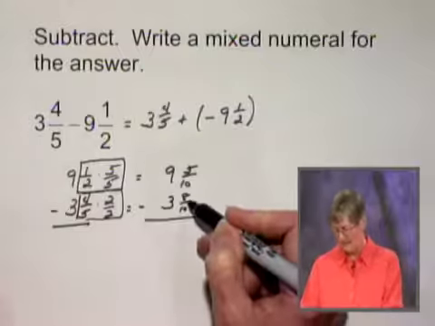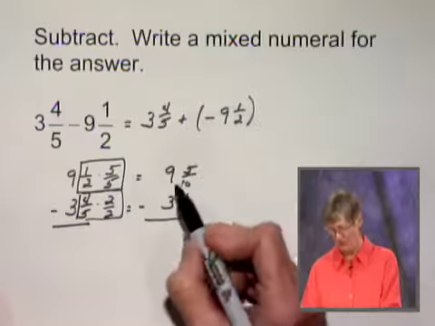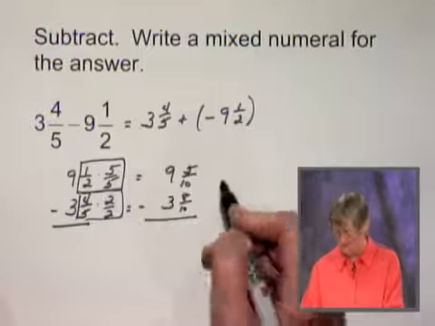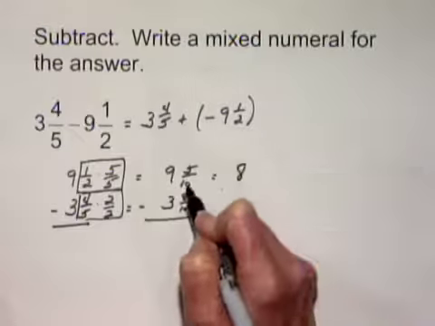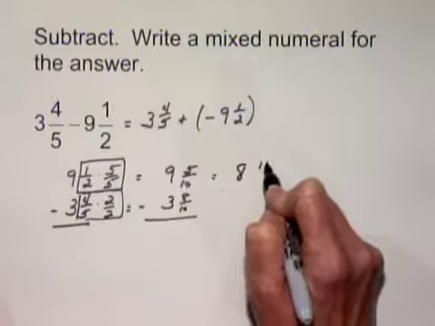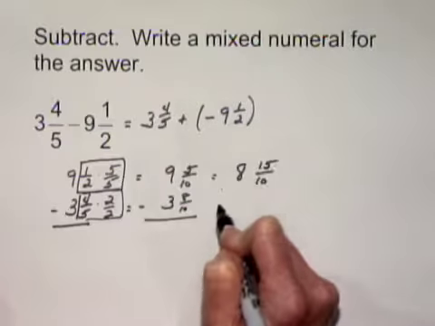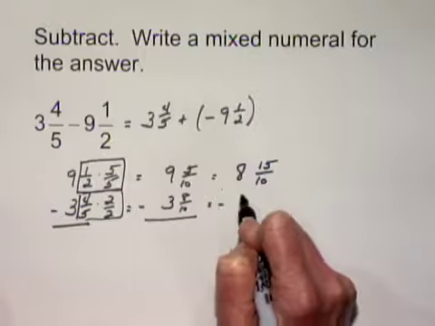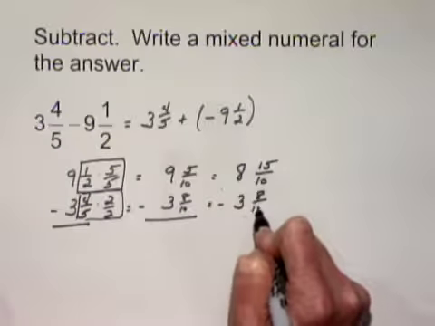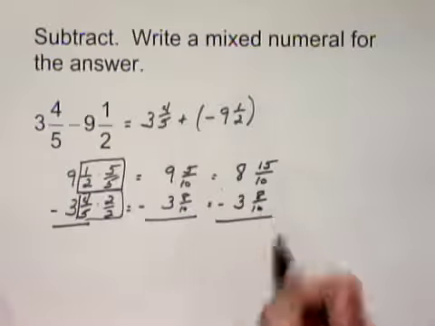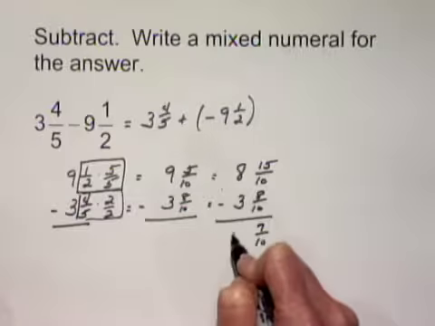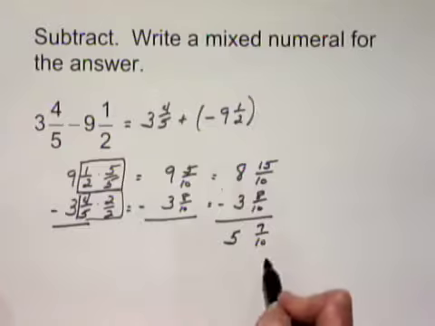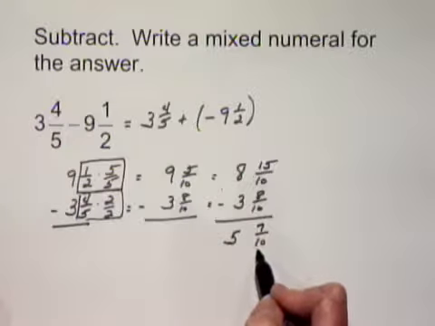Now I can't take 8/10 from 5/10, so I'm going to have to borrow 1 or 10/10 from the 9. And that will give me an 8, and then 10/10 plus these 5/10 is 15/10. And I'm subtracting 3 8/10. 15/10 minus 8/10 is 7/10, and 8 minus 3 is 5. So 5 and 7/10 is the difference in absolute values.